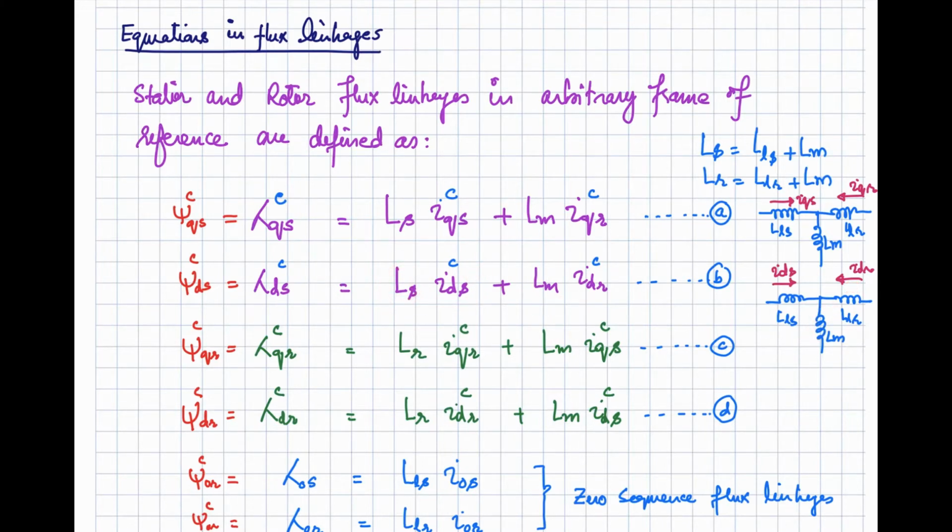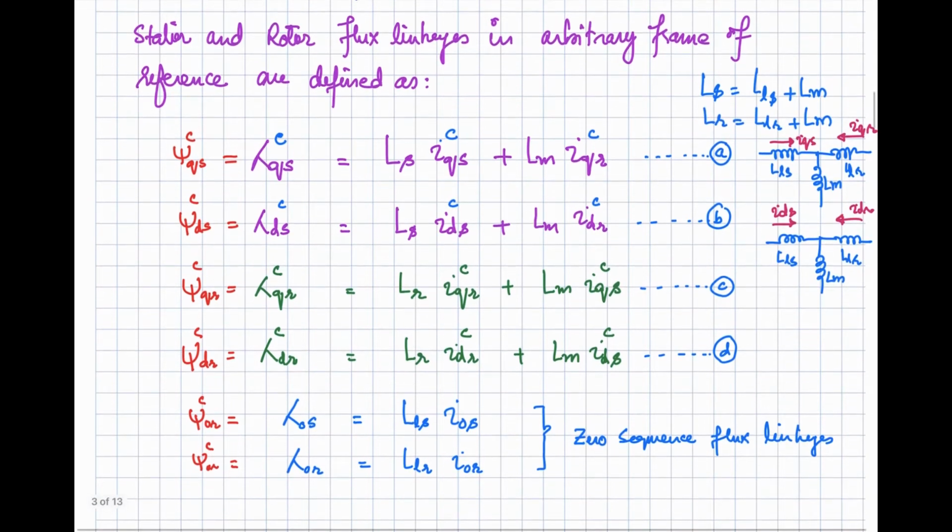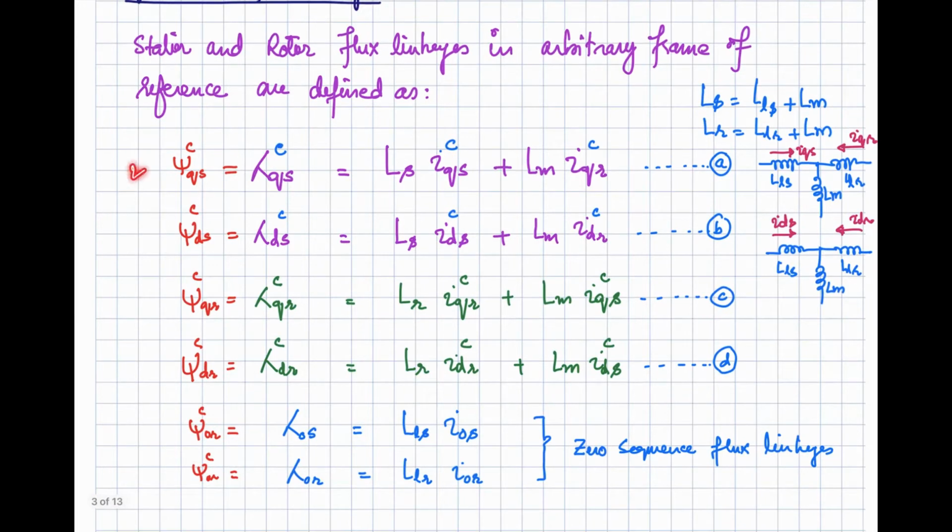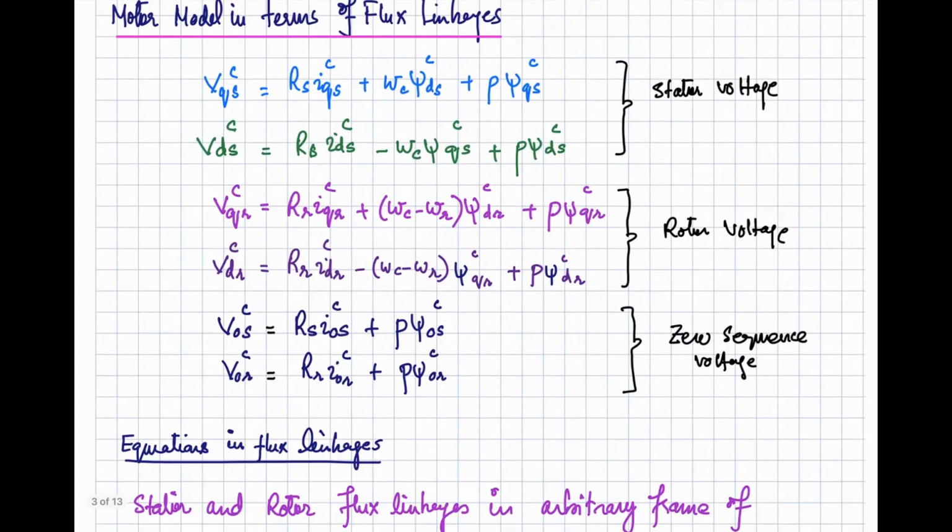Similarly, you can write down the equations for the rotor. So phi qr and phi dr can be written because we know that lambda is equal to L into I. In our discussion we are considering phi equal to lambda, so we will be considering these two to be equal to each other. Okay, so now you can write down the equations for the Q axis flux linkages and D axis flux linkages of the stator side, similarly for the rotor side and the zero sequence components. We will be using these equations along with these voltage equations to develop the model of the induction motor.